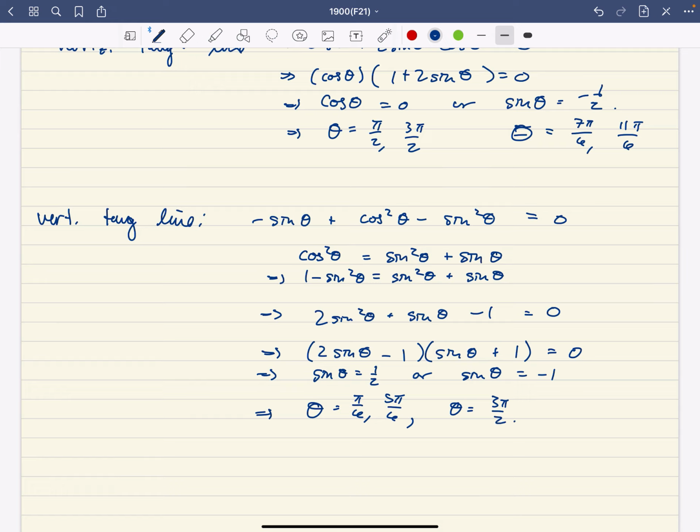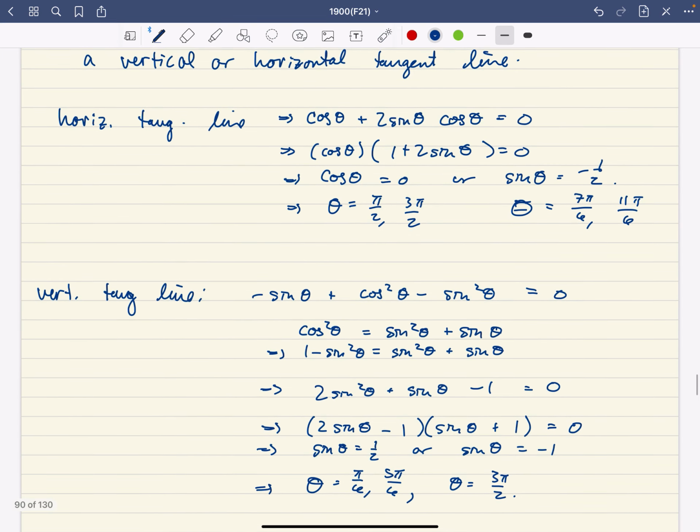Okay, and so that's when we're going to have a vertical and horizontal tangent line. That's how we would do this. It's basically the same idea. You find the derivative, you take the numerator, set it equal to 0, and that gives you the horizontal tangent lines. You take the denominator, set it equal to 0, and that gives you the vertical tangent lines, and then we can go from there. Okay, that's how that works in practice.